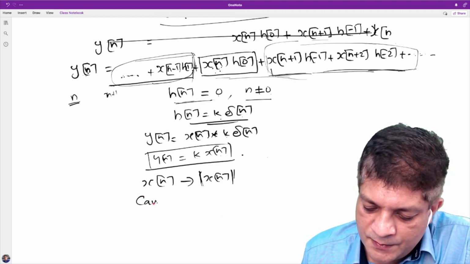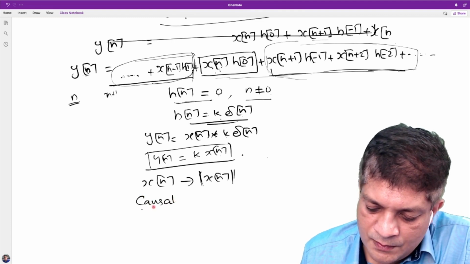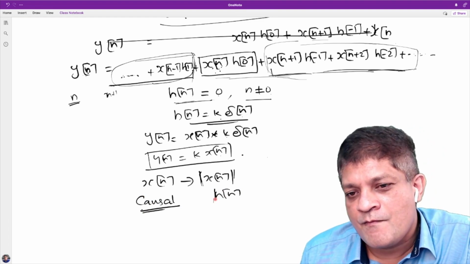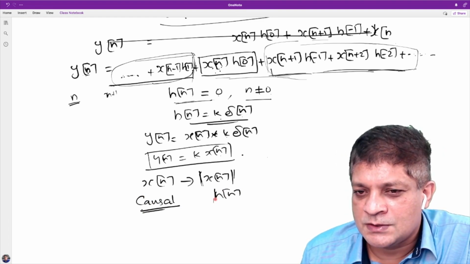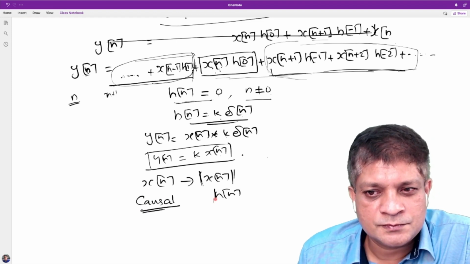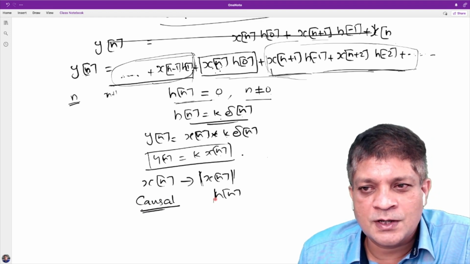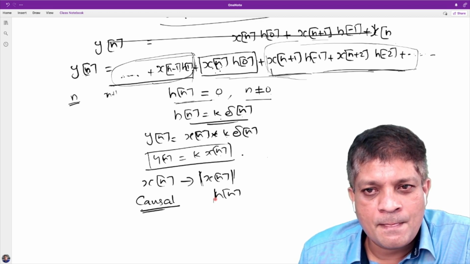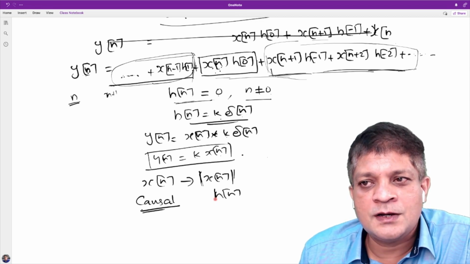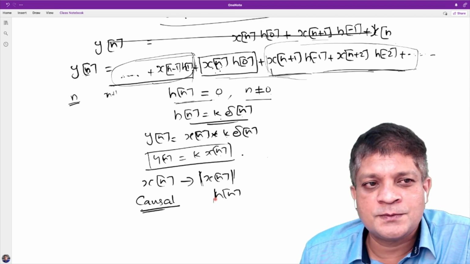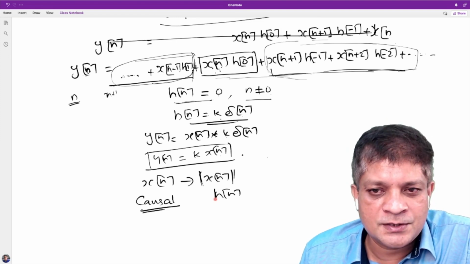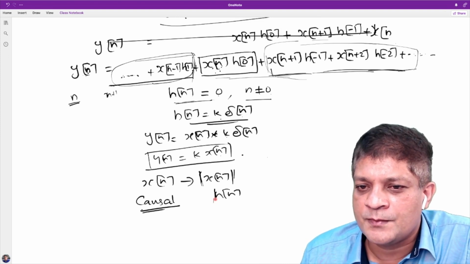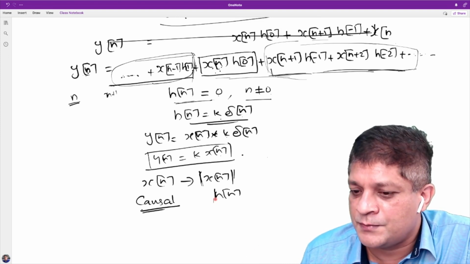What about causality? When can we say, if you are given h[n], whether the system is causal or not? What is the condition for causality? Sir, h[n] is equal to 0 for n less than 0. Causality means the system output at any instant of time should depend only on the past and present values, not on the future values. It should not depend on the future values of the input.